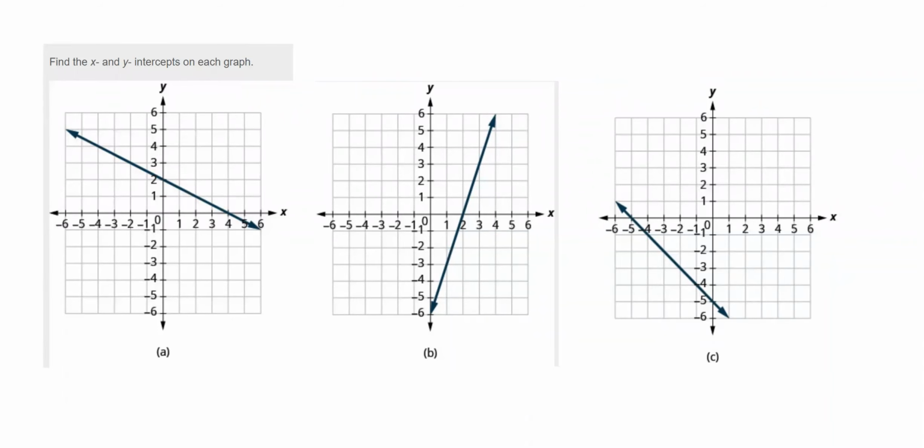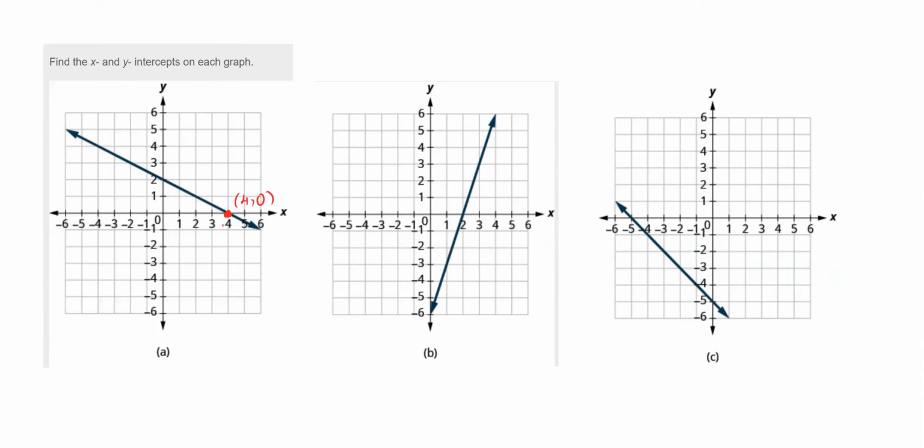So here's the problem. They want us to find the x and the y-intercepts on each graph. So let's look at graph A. X-intercept means the point where the line crosses the x-axis. So this is where it crosses, and there's only one x-intercept. If you think of it, it's a line. It only crosses the x-axis at one point. It's not going to turn and come around to hit it again on another point on the x-axis. Only a curve can do that. A line cannot do that. So there is only one x-intercept.